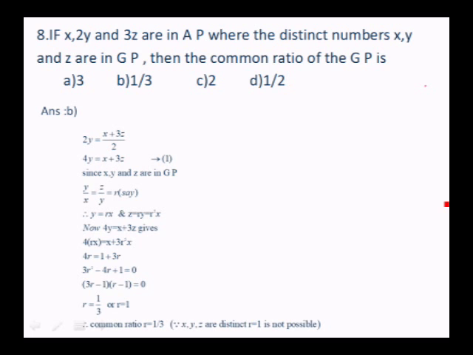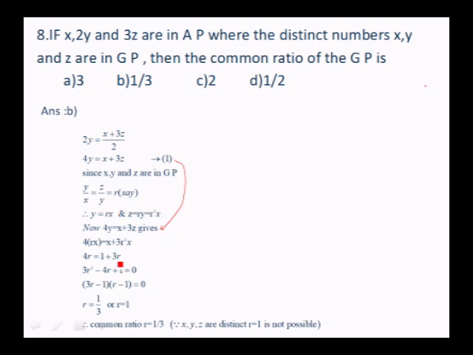Since x, y and z are in GP, we may take y by x is equal to z by y equals r, say. So cross multiply, y is rx and z is ry. So y is rx, therefore, I can write z as r square into x. Now, 4y is equal to x plus 3z from equation 1. So, 4rx is equal to x plus 3r square x. Instead of y, you substitute rx. Instead of z, you substitute r square x.